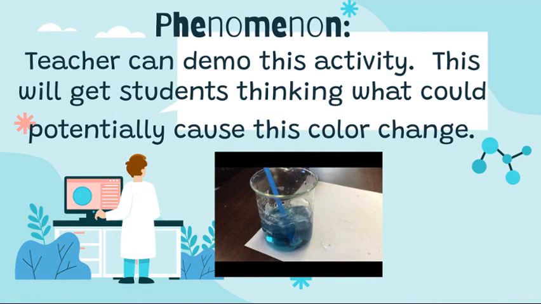Let's start with the phenomenon. The teacher can demo this activity. So you have a beaker with bromothymol blue indicator in it, and you blow into the beaker until there's a color change, and then the students can start to think about what potentially caused this color change. There's a video attached to the slides as well.